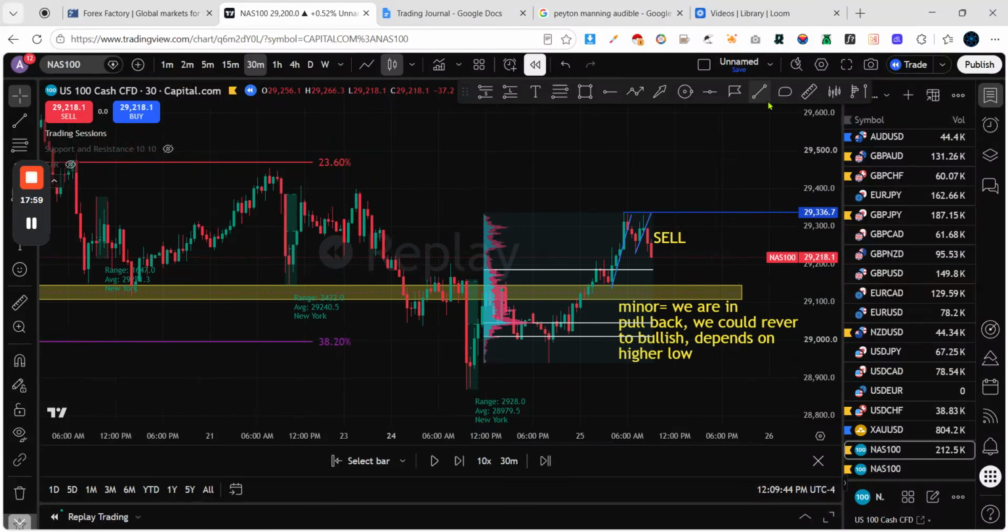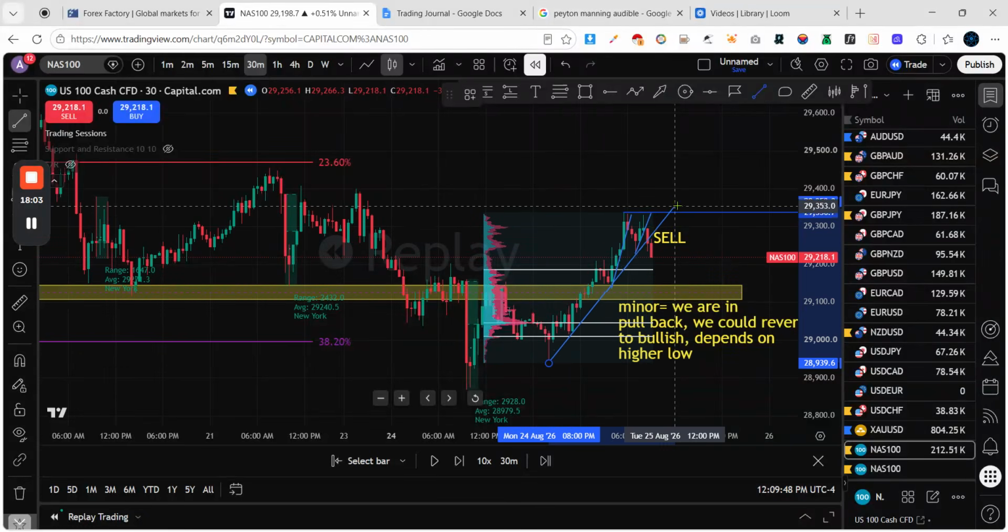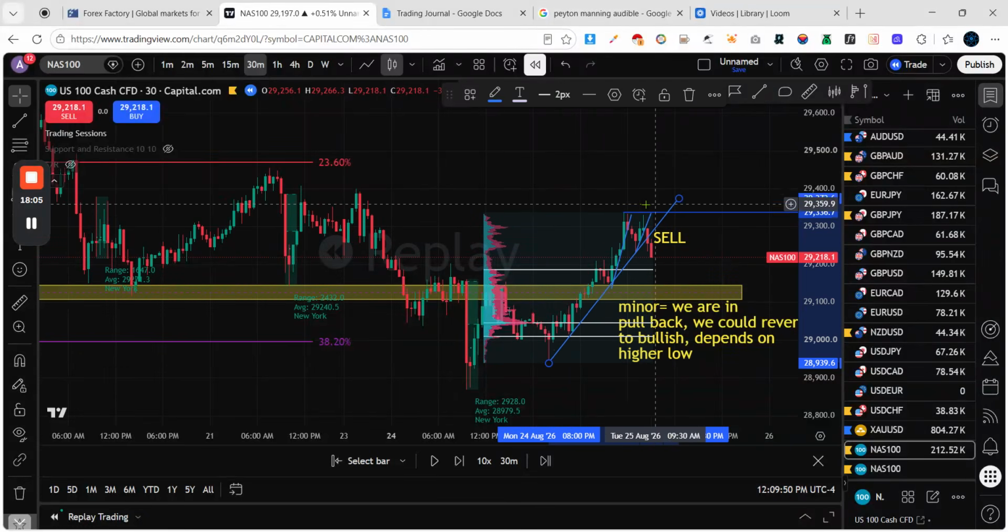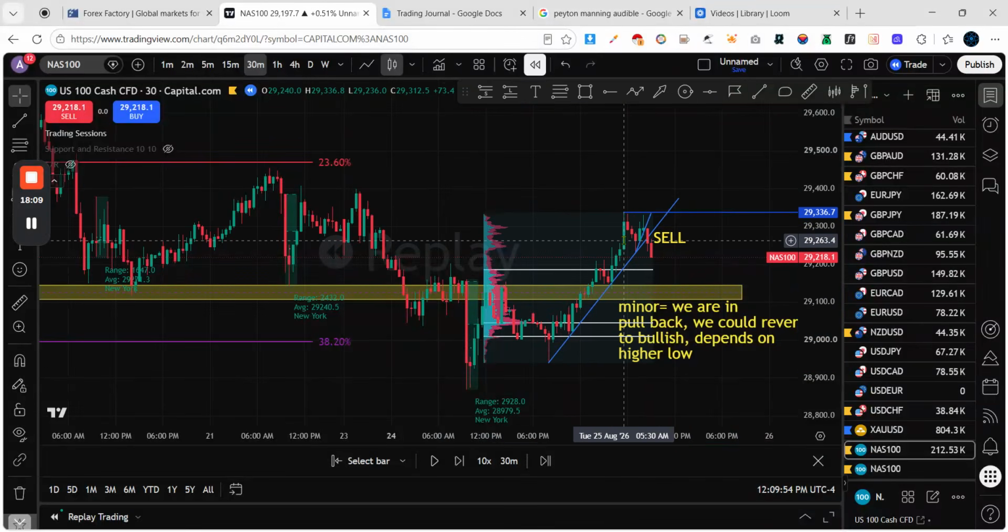Also, I'm looking at this trend line here on a 30 minute, which is more powerful. Every single time we got here. Let me just delete these little lines, because these are on a lower time frame.